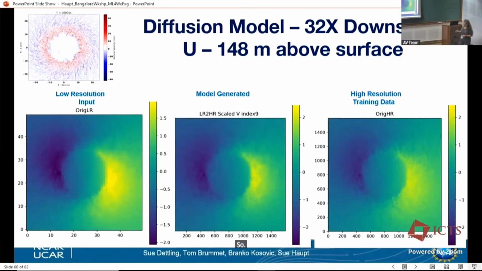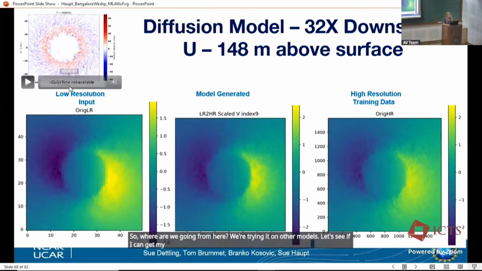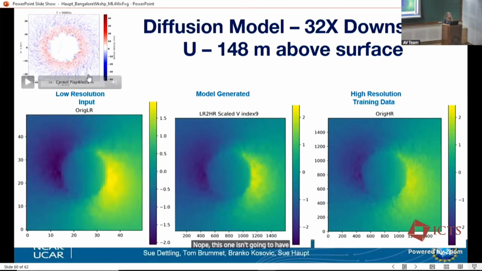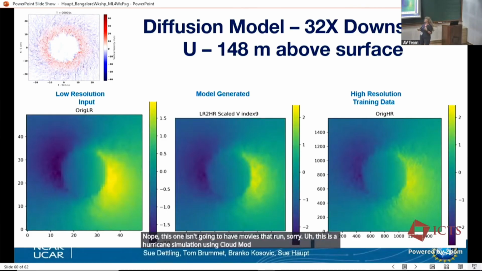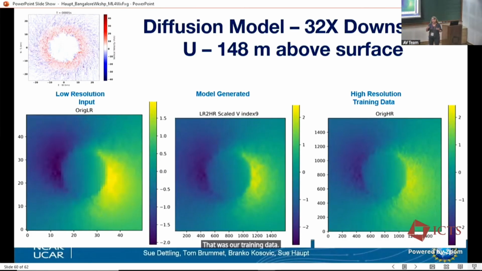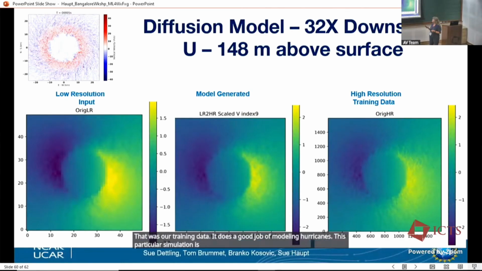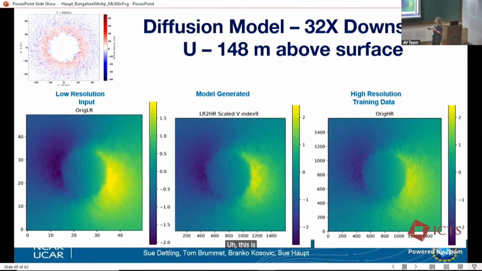So where are we going from here? We're trying it on other models. Let's see if I can get my next movie running. Nope, this one isn't going to have movies that run, sorry. This is a hurricane simulation using Cloud Model 1 developed by George Bryan at NCAR. That was our training data. It does a good job of modeling hurricanes. This particular simulation is at 31 meters. We applied the same techniques. The original low res is on the left, this is the target. And we are able to generate it rather well.